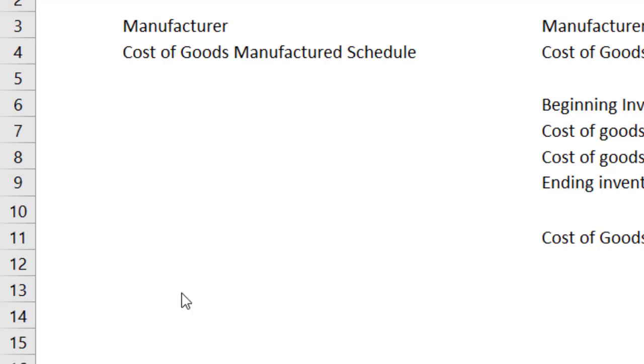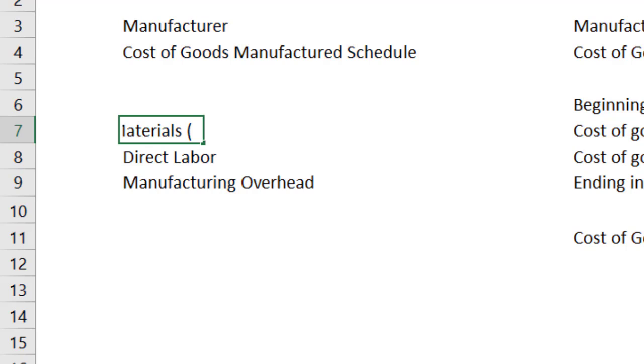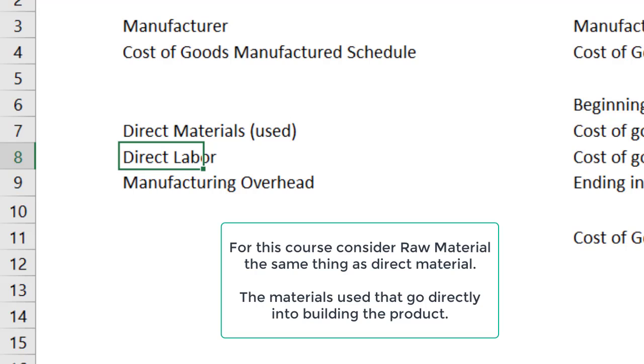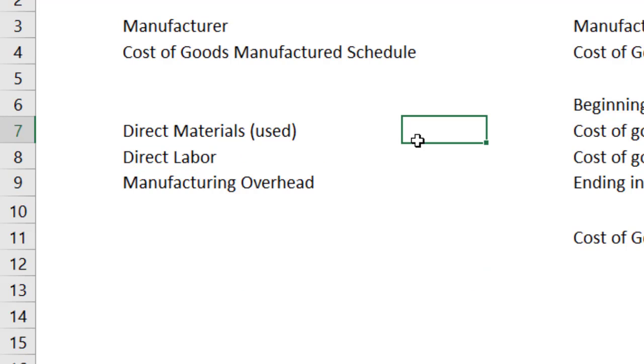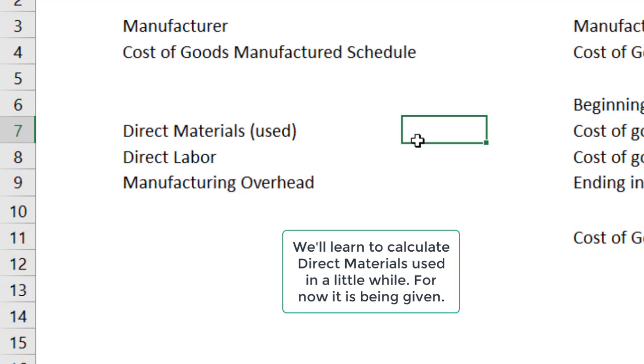With the cost of goods manufactured, we need to know the three costs that go into manufacturing: direct materials, direct labor, and manufacturing overhead. We want to know the direct materials that we used in the skateboards, not what we had left over in raw material, but the direct materials we used. Just note that sometimes we call it direct materials and sometimes raw material. It's the same thing for our purposes. For now I'm going to tell you the direct materials used, and then we'll look at how to calculate it in a little while. So direct materials used is $14,000.